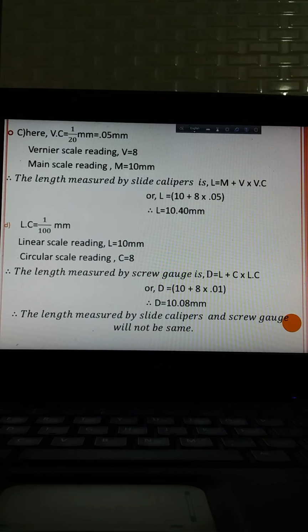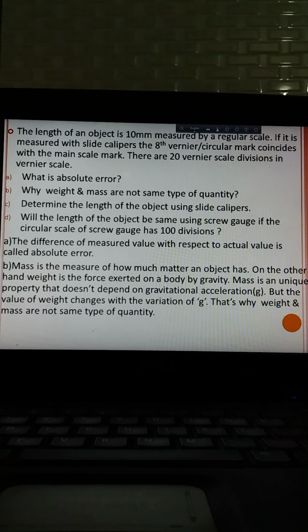So using slide calipers, the length will be L equals M plus V into VC. If I calculate the terms here, we get the length L equals 10.40 millimeter. This is the answer of question C, determining the length of the object using slide calipers.